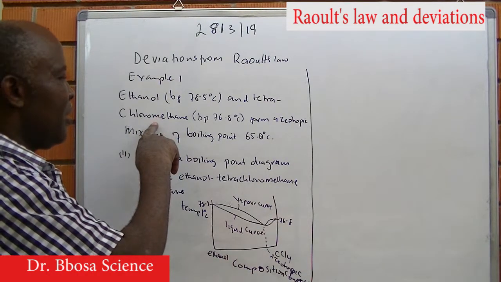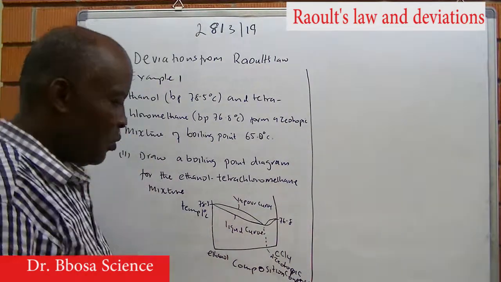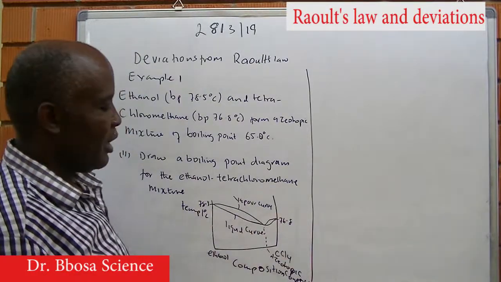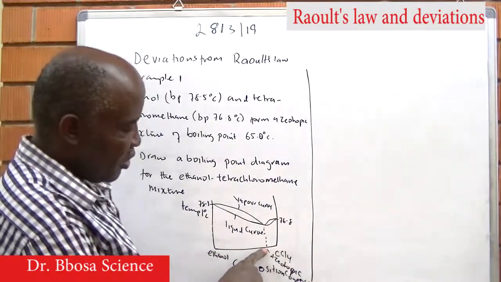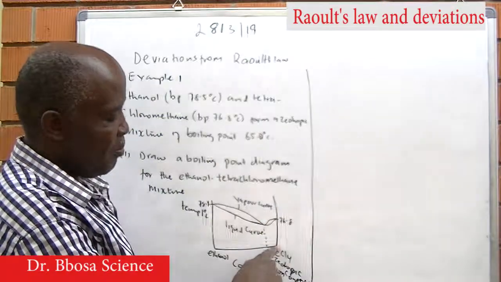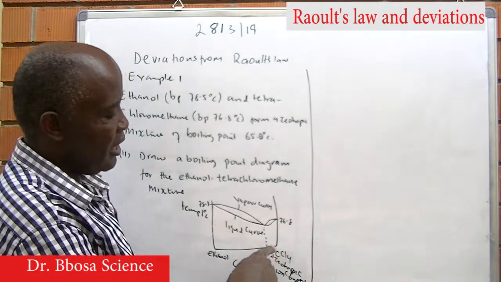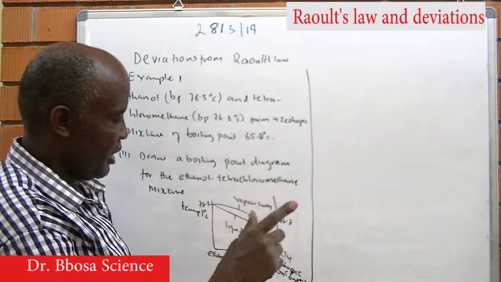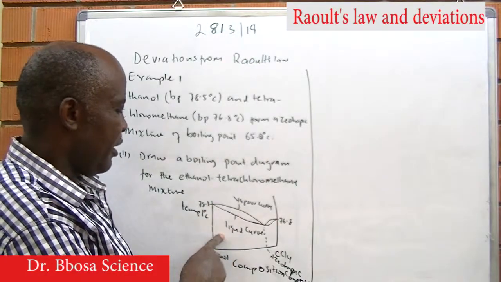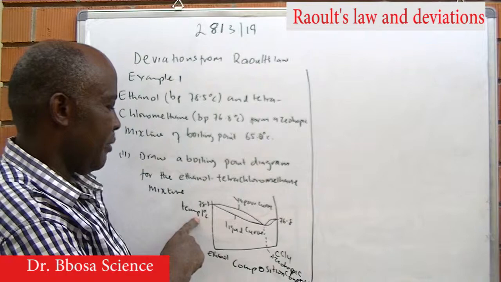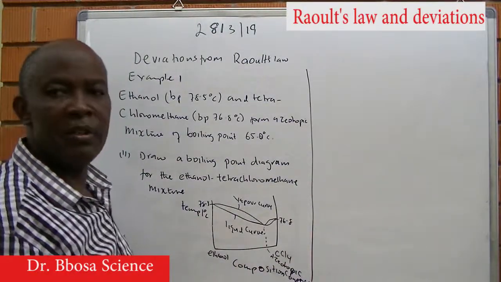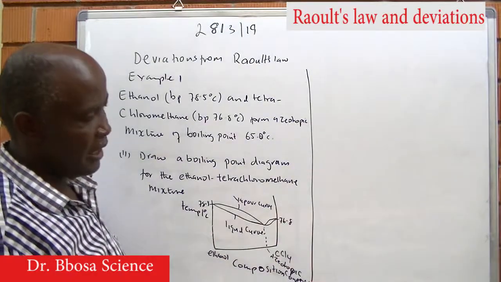either tetrachloromethane or ethanol. Two, when you are doing a boiling point composition curve, the azeotropic composition is always near the component with a lower boiling point. In this case, tetrachloromethane. Then you have to indicate the vapor curve, the liquid curve, and then the boiling temperature, and then the composition on the lower axis.